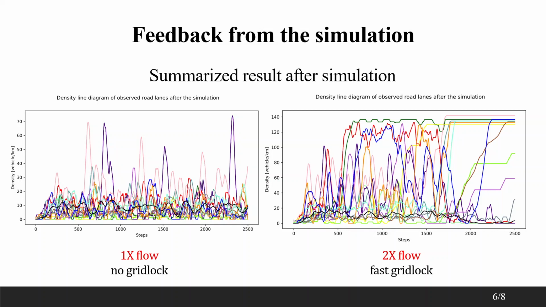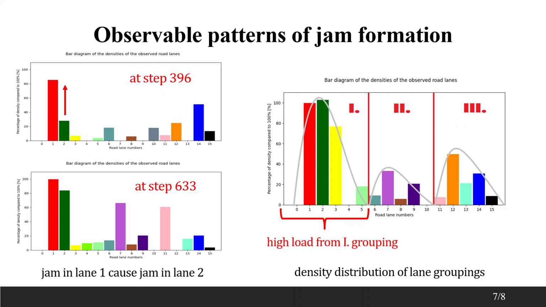During our evaluation, we recognized a few observable patterns of jam formation in the city with our proposed tool. On the left side, we can see how the jam is spreading if one of the inner lanes, in our case lane 1, is jammed. The traffic is stuck at step 396 on lane 1, and after around 200 simulation steps, lane 2 is starting to jam. This is because a vehicle from lane 2 wants to drive in the direction of lane 1, which is filled with stuck vehicles.